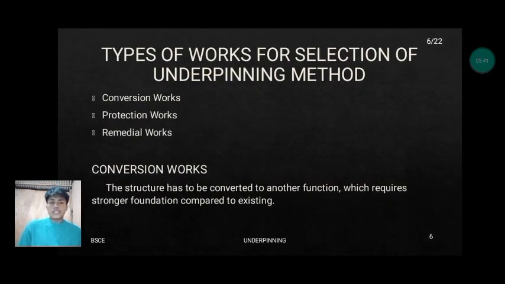The types of work for selection of underpinning method are conversion works, protection works, and remedial works. For conversion works, the structure has to be converted to another function which requires a stronger foundation compared to the existing one. From the word itself, conversion, it's converting the function of a structure to another, which requires a greater or stronger foundation compared to the existing one, for the new building or new structure.